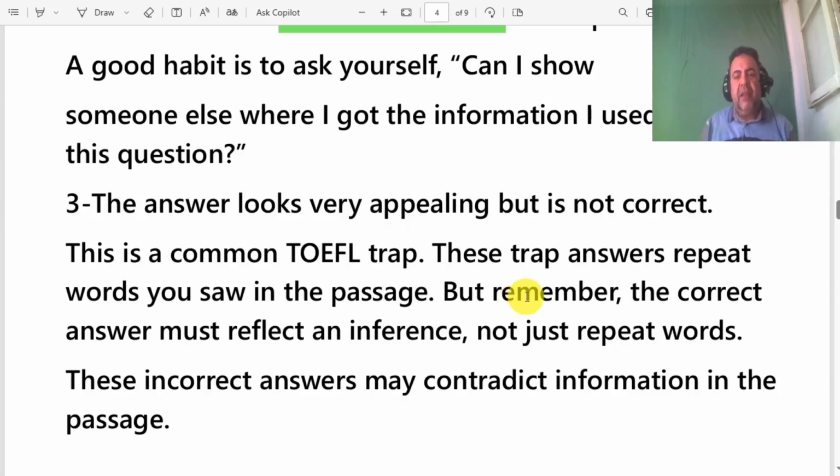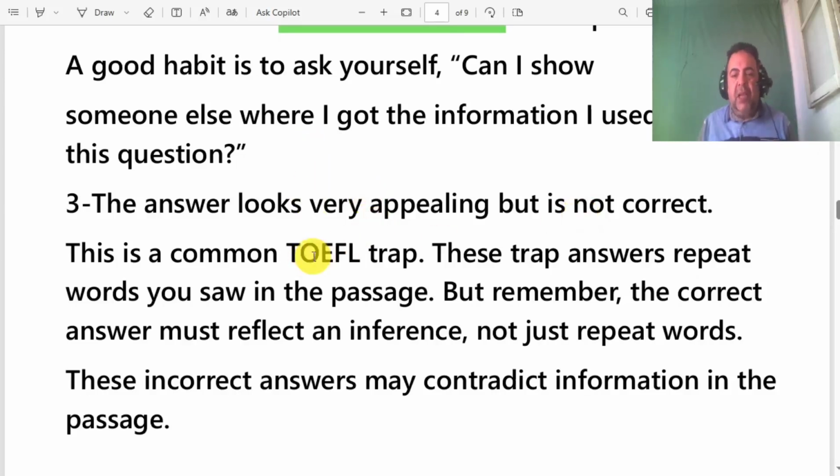Number 3, the answer looks very appealing, but it is not correct. Okay, what does this sentence mean? It means that your answer has some vocabulary and keywords that are mentioned in the passage, but it is talking about something away. Its tone is far away from the right answer or the good conclusion to the information provided in the passage, okay?